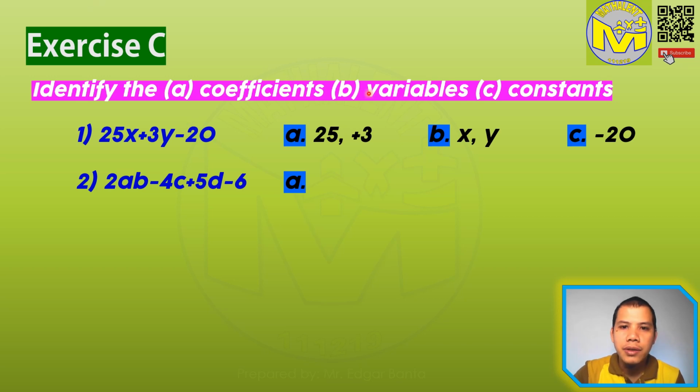Now let's answer letter B. Find or identify the variables. In term 1, we have two variables. We have A and B. So write A and B right away in letter B.